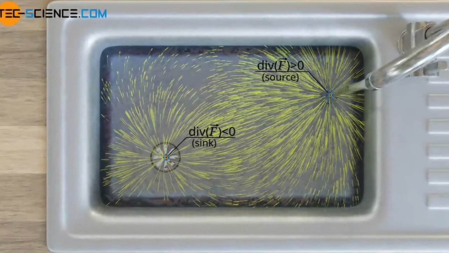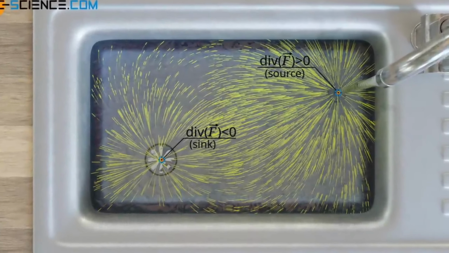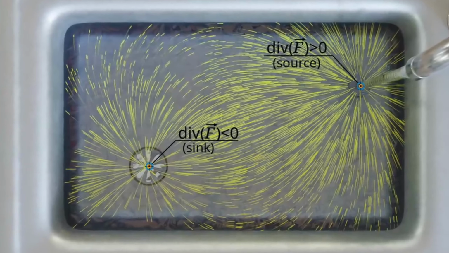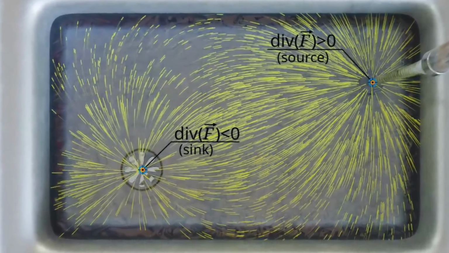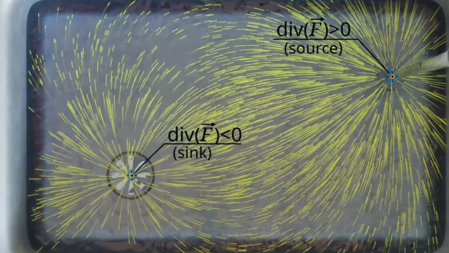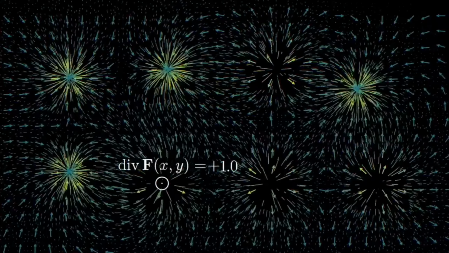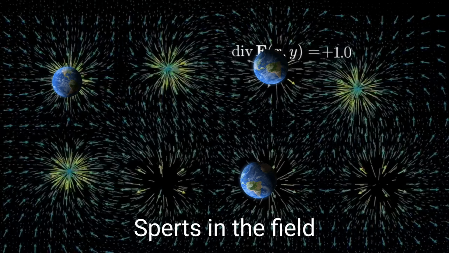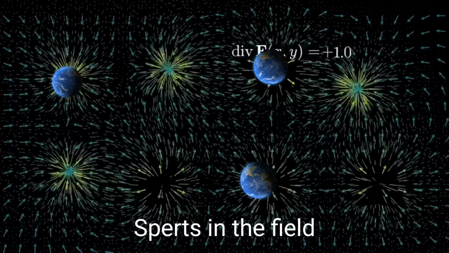A source is where water is spreading out. The divergence at that point is positive, and you have a sink where the water is coming together. The divergence there is negative. Elsewhere, there's no spreading or gathering, and the divergence is zero away from sources and sinks. Divergences are used everywhere in fluid dynamics, electromagnetism, and vector calculus.